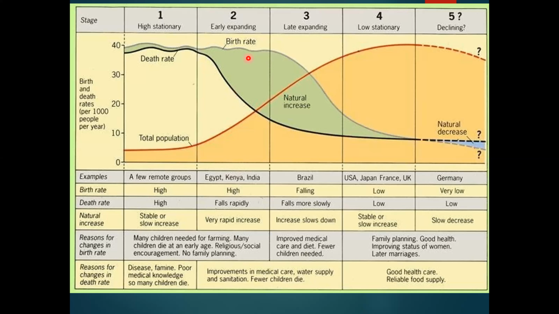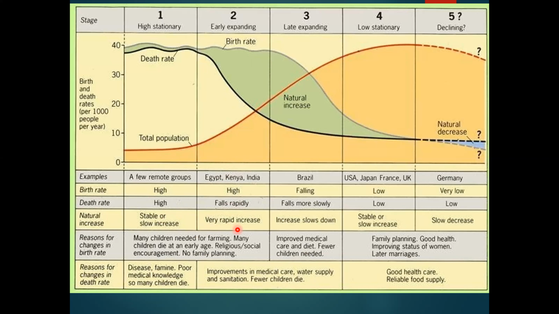So the population growth rate has been indicated through the gap between these two lines, which is quite high, indicating a high population growth rate. Now, what are the countries wherein such conditions have been observed? The countries are Egypt, Kenya, India. Pakistan is also a very good example. The birth rate is high, the death rate is falling rapidly. And how is the population growth rate? It is a very rapid increase.